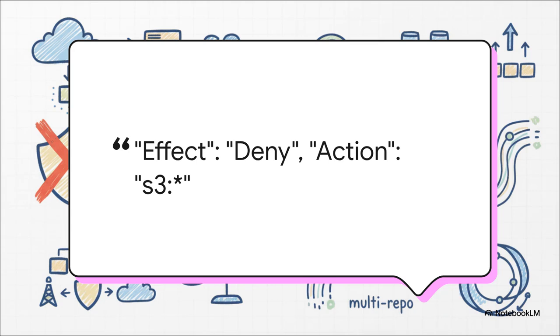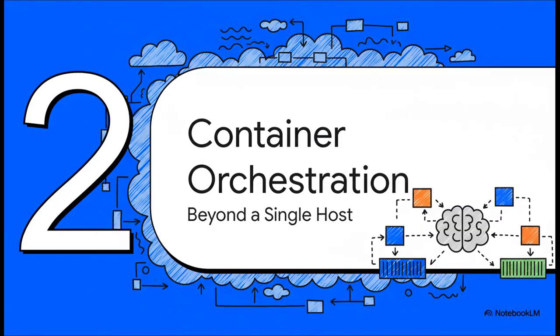In an interview, you're probably going to see a policy snippet that looks just like this, and you need to be able to instantly spot the 3 key parts. You see the effect is deny. The action is S3 star, which means all S3 actions, and the resource is that specific S3 bucket. So what does this mean? It means no matter what other permissions a user has, this policy blocks everything on that bucket. That rule is absolute.